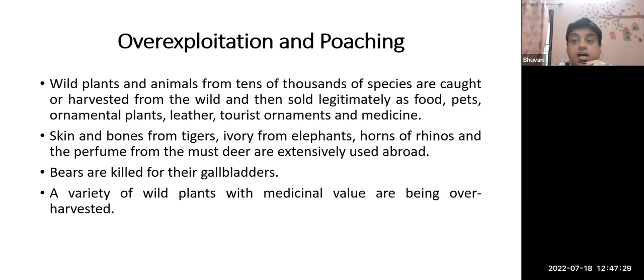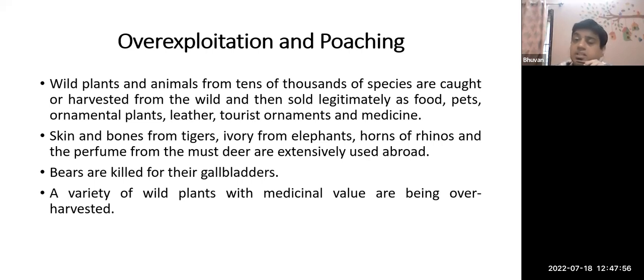Similarly, elephants are killed for ivory. Rhinos are killed for their horns. And recently I was reading news that in Vietnam, the powder obtained from the horn of the rhino is used. It is in great demand, and this is exterminating the rhinos of South Africa.